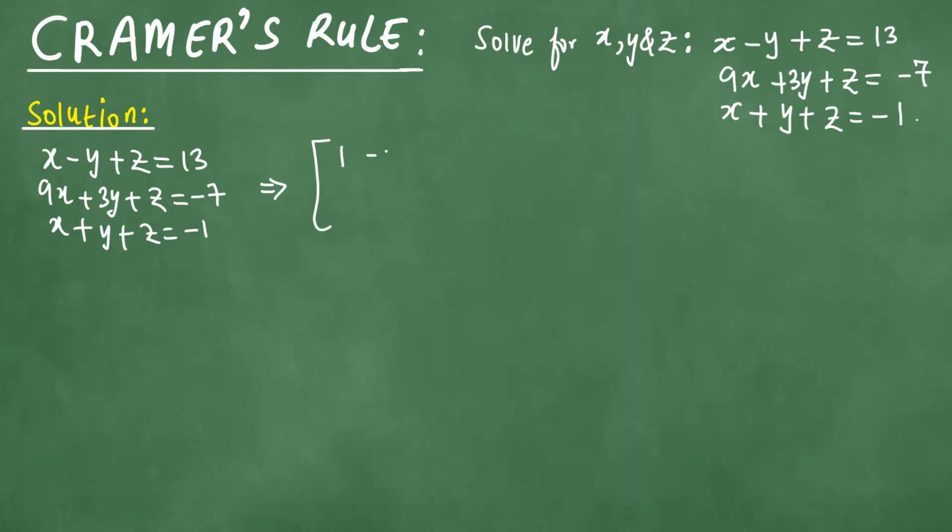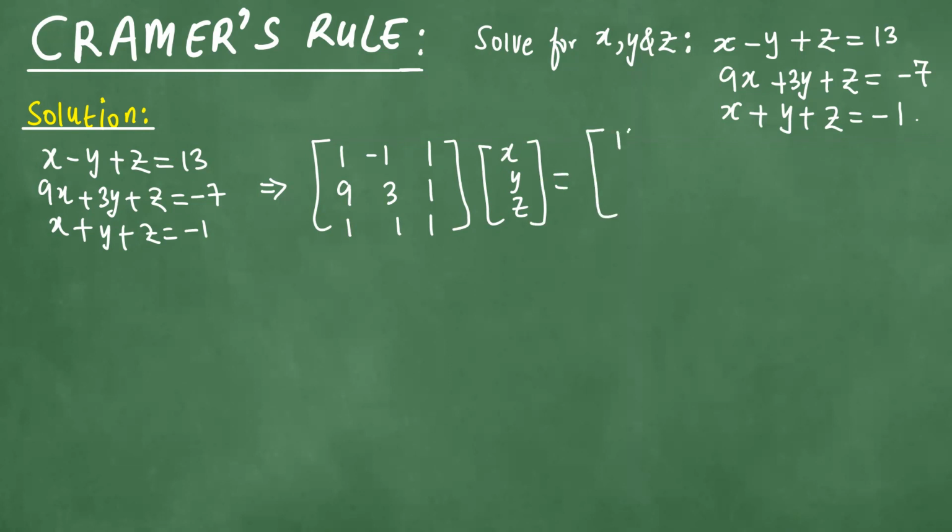So you have 1, minus 1, 1. We have 9, 3, 1. We have 1, 1, 1. Times X, Y, Z, which is exactly 13, minus 7, minus 1. So what do we get at this point?